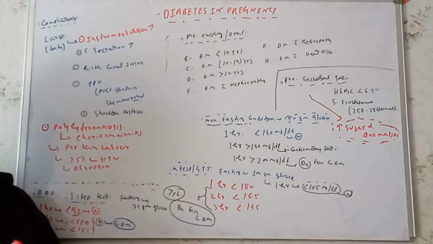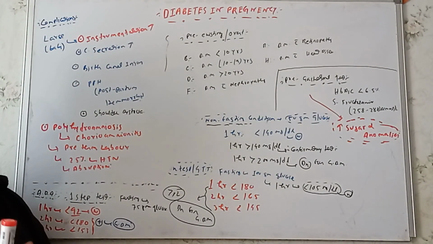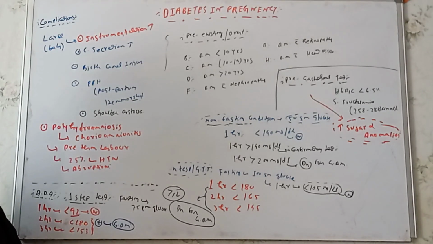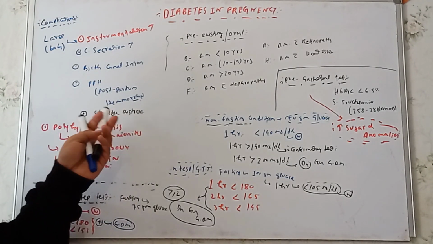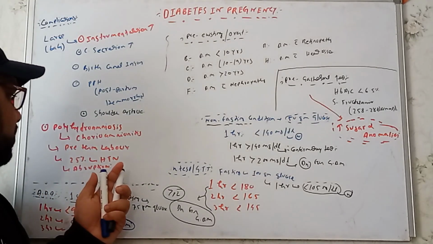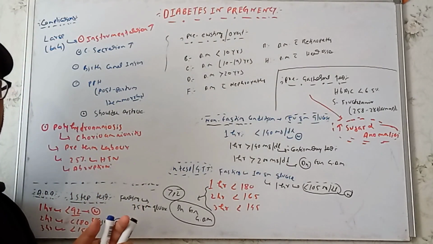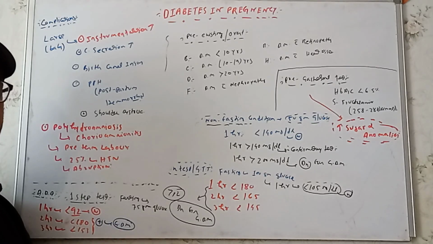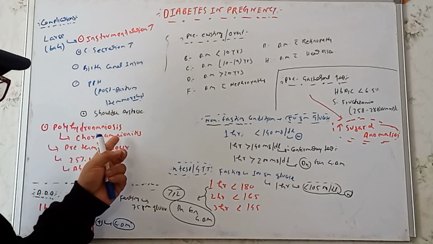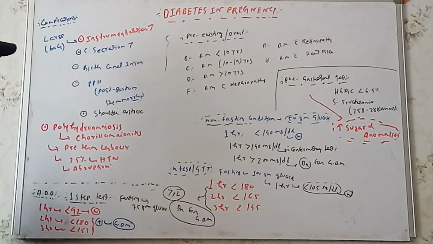Whenever the size of the baby is large, we have to use more instruments. The second thing, we can see birth canal injury, and postpartum hemorrhage also. We can see shoulder dystocia, right? And apart from that, we can also see polyhydramnios. In these cases, we will see chorioamnionitis. In 20% or 25% of gestational diabetes mellitus women, there is a chance to develop hypertension, and also abruptions.